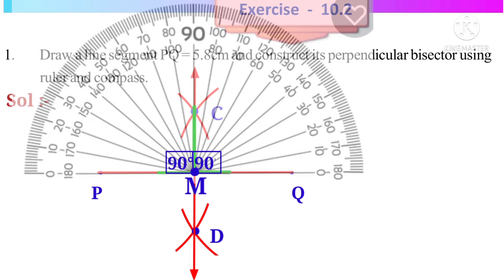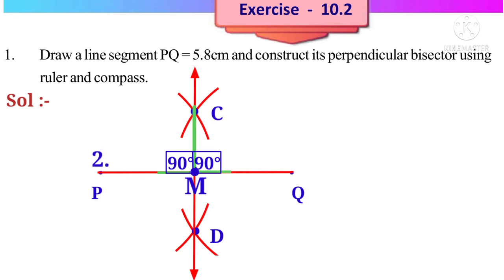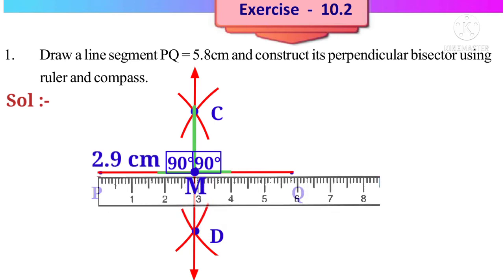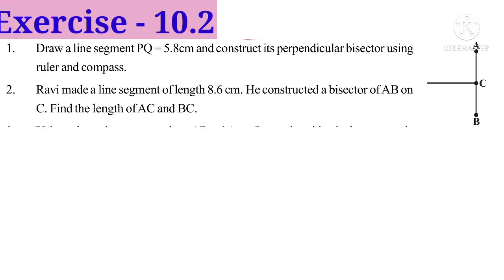Now take the scale and observe that PM is showing 2.9 centimeters. MQ is also 2.9 centimeters. So we can say that the line CD is the perpendicular bisector of the line PQ. Now second problem. Ravi made a line segment of length 8.6 centimeters. He constructed a bisector of AB at C. Find the length of AC and BC.